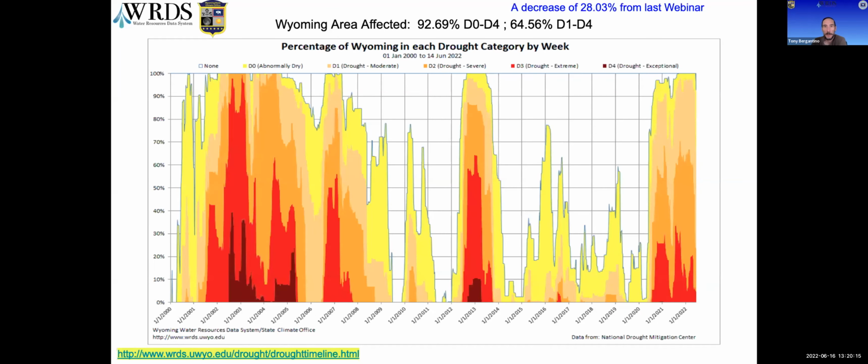So if you want to go to the next, this is the drought timeline, and this is showing from 2000 through current. A major decrease in the amount of D category, the D1 actual drought, D1 to D4, almost 28% decrease from the last webinar, and it's very good to see. You want to go to the next one?